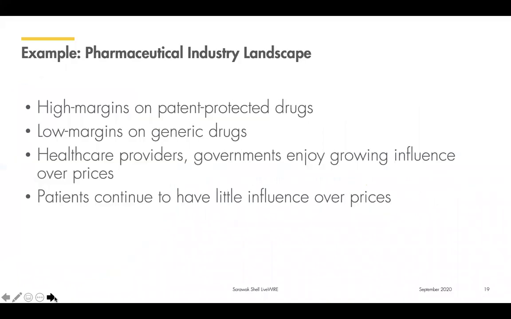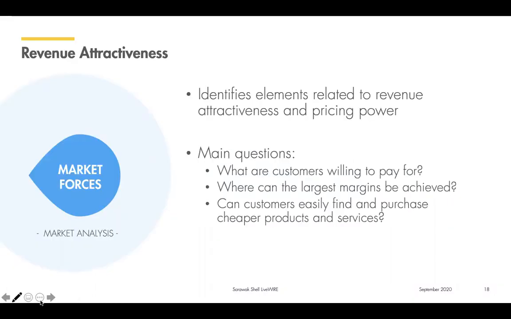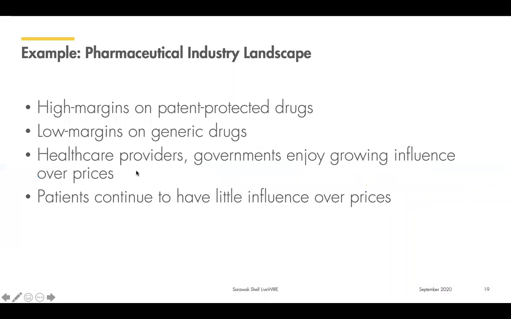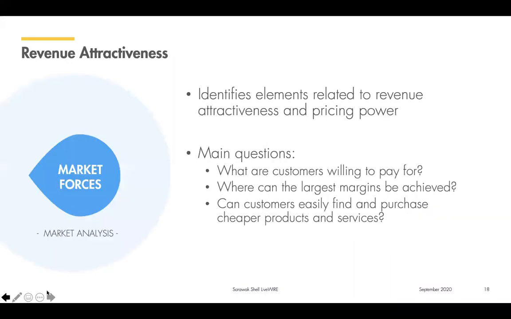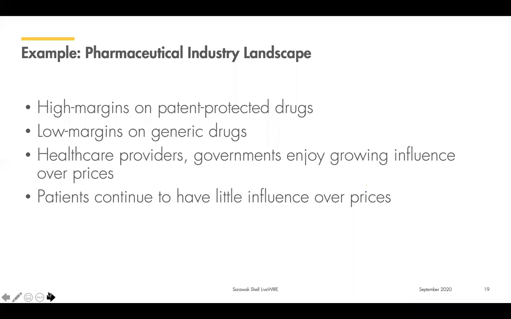Okay, coming back to our pharmaceutical industry, in terms of revenue attractiveness, there is high margin on patent-protected drugs, similar to earlier, but basically this still falls under market forces, so they're quite similar in analysis, right? Low margins on generic drugs, because once there's more supply, naturally the margins will be suppressed. Healthcare providers and government enjoy growing influence on prices. So the government can dictate.